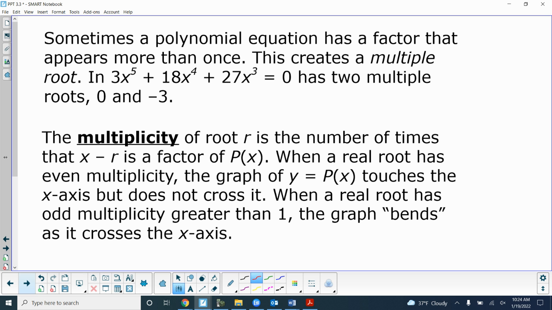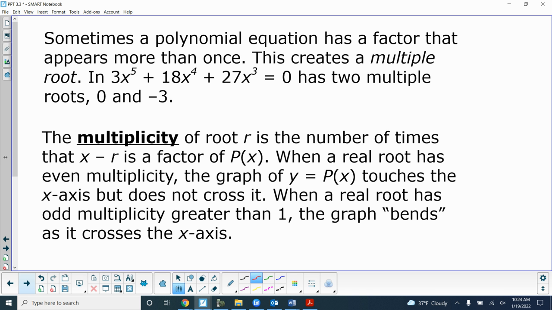Sometimes a polynomial equation has a factor that appears more than once. This creates a multiple root or a multiple zero. The polynomial 3x to the fifth plus 18x to the fourth minus 27x cubed equals 0 has two multiple roots, 0 and negative 3, or two multiple zeros. The multiplicity of root r, or zero r, is the number of times that x minus r is a factor of the polynomial. When a real root has even multiplicity, which means it works an even number of times, 2 times or 4 times or 6 times, those are even numbers, right?